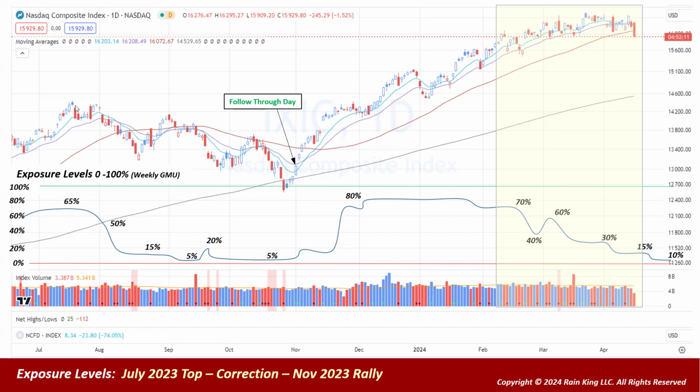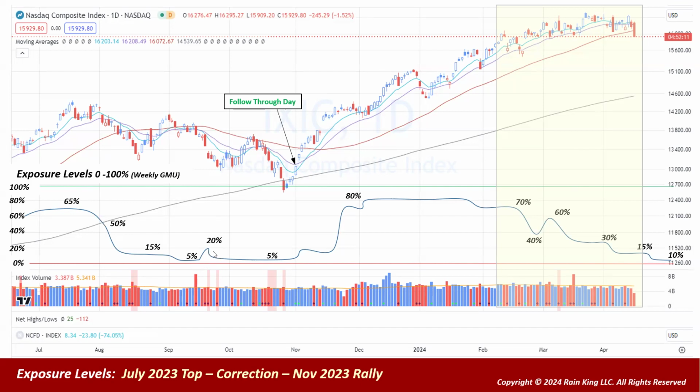So back in July, when the market was peaking, we were at 65%. And then as we were getting signals that a correction was brewing, we went down to 50, then down to 15. And then we got into the second leg of the correction in September. We were down to 5. And then if you recall, we had a little follow-through day in late September, and exposure levels were going back up. So we're being flexible.